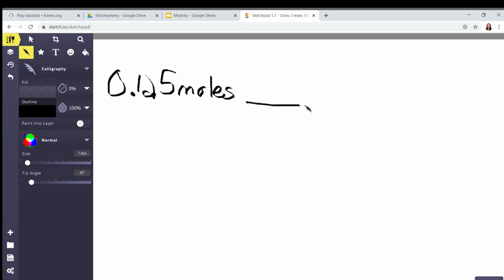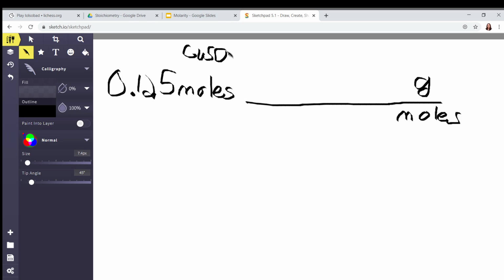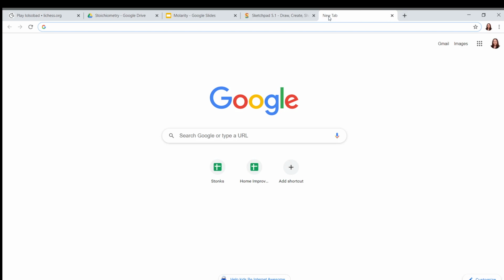Okay, we're going to draw our conversion. At the bottom, we're going to put moles because that's what we want to get rid of. And on the top will be grams. And our original thing was copper sulfate, which is CuSO4. You guys already know that I have been obsessed with this chemical lately because I've been doing a lab with it all for a couple of days.